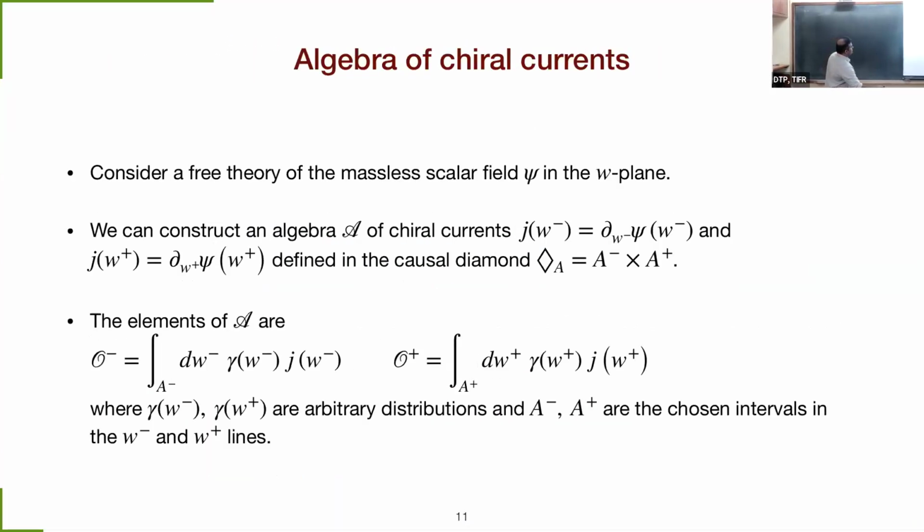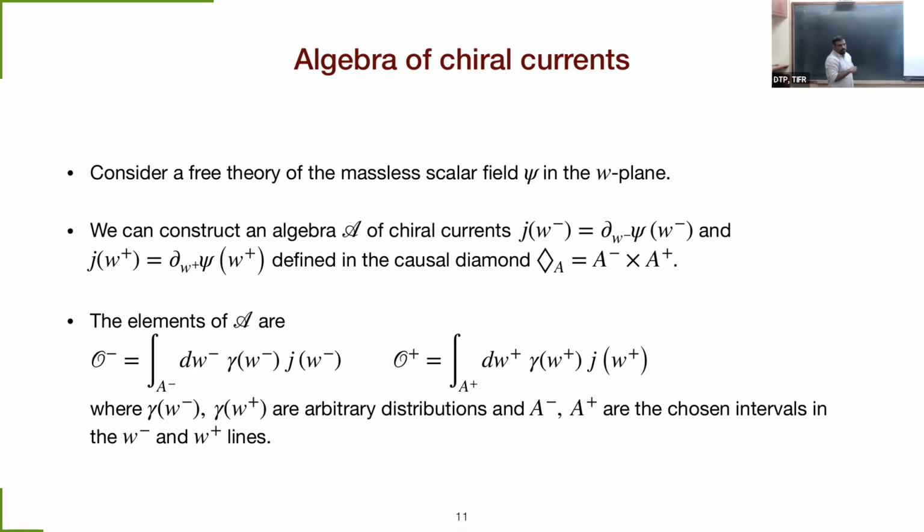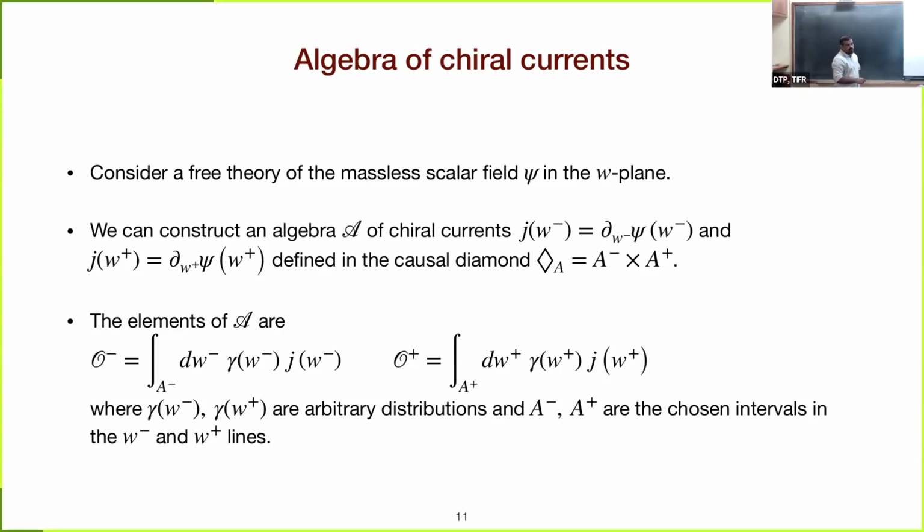So you take the plus currents and minus currents to be this, and then define the operator by taking this plus current and minus current, and integrating them over a certain region with a weight factor, with a distribution. This will form an algebra. So basically O minus and O plus will form an algebra if you consider a diamond in the W plane, a causal diamond.